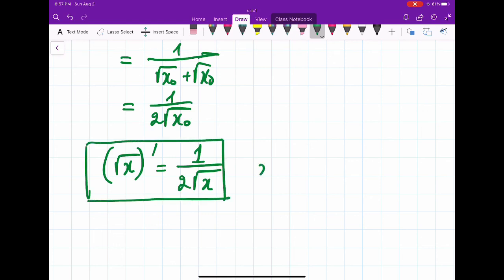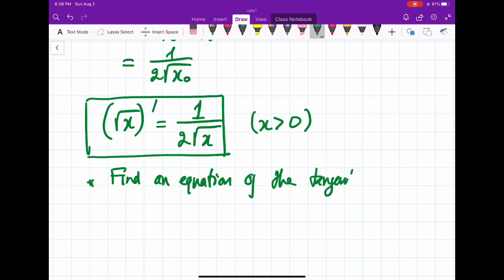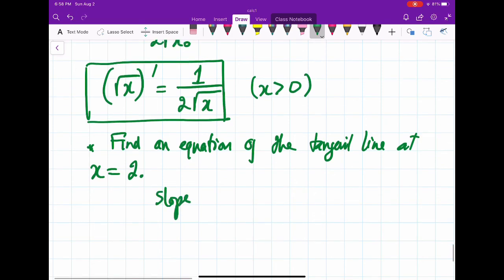Of course, in this case, x is bigger than 0. You see? And if they ask you to find an equation of the tangent line at x equal to, let's say, 2, that's fine. Then you have the formula, you can find the slope, right? That is 1 over 2 square root of 2, that's it.